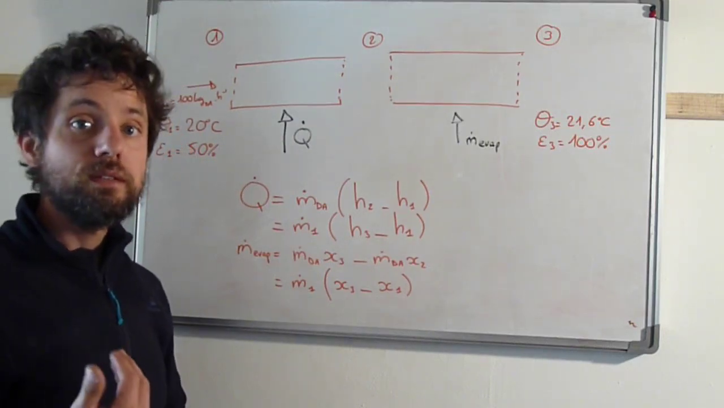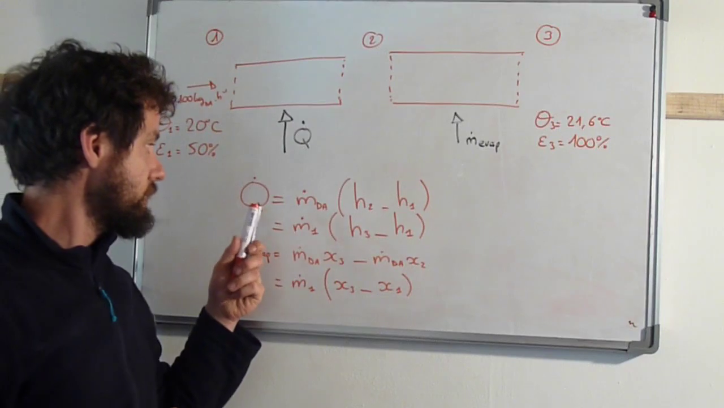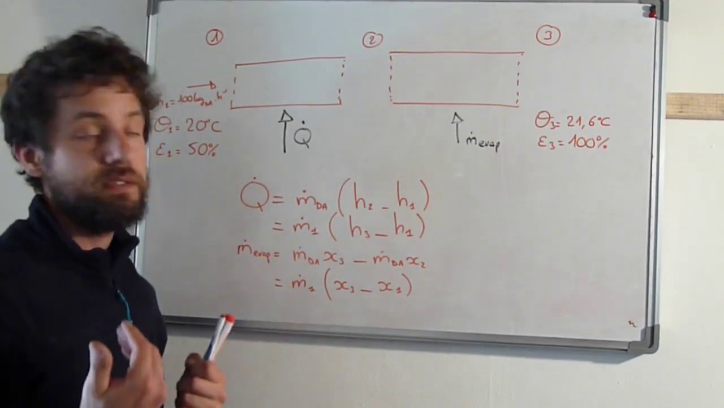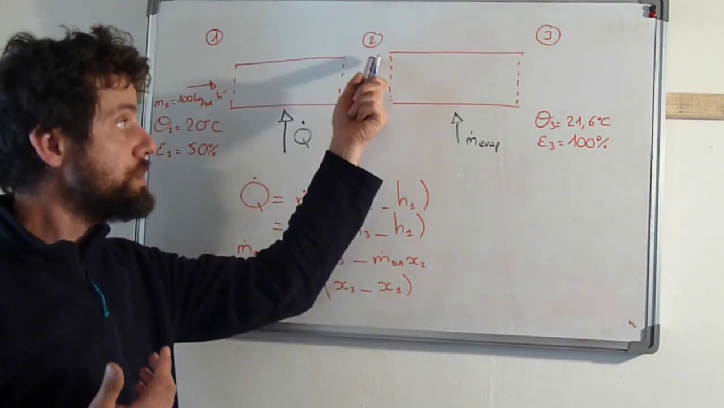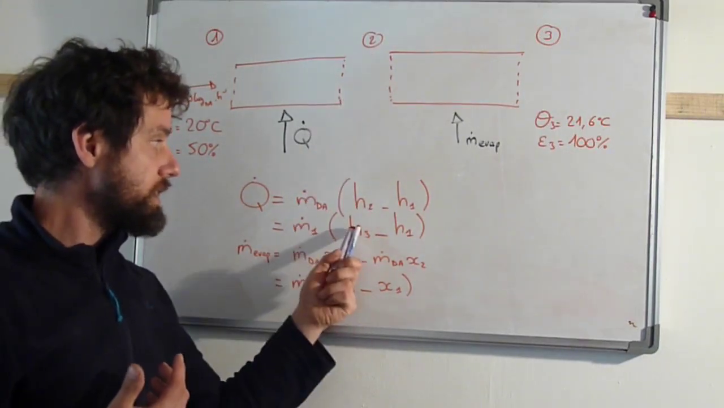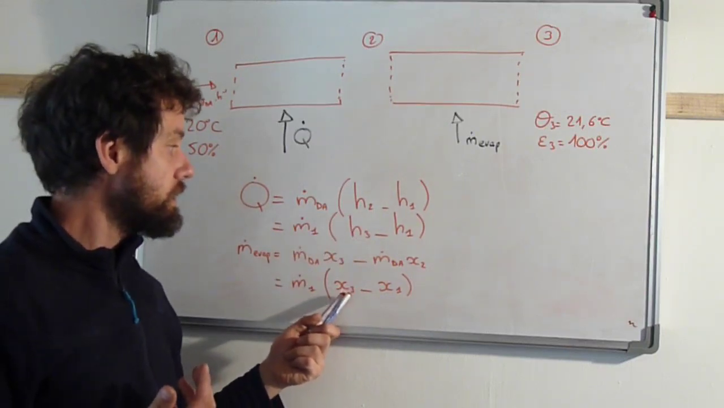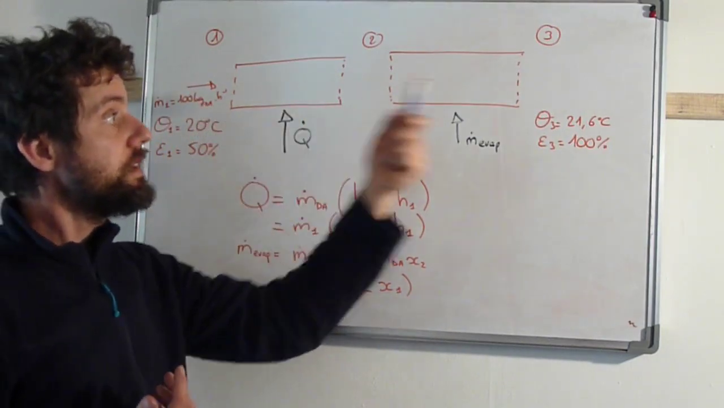So this means also that we could answer both questions concerning the heat flux and the mass flow rate of evaporation without even knowing what are the properties of point 2, because we can each time express these values as a function of the data of point 1 and point 3.